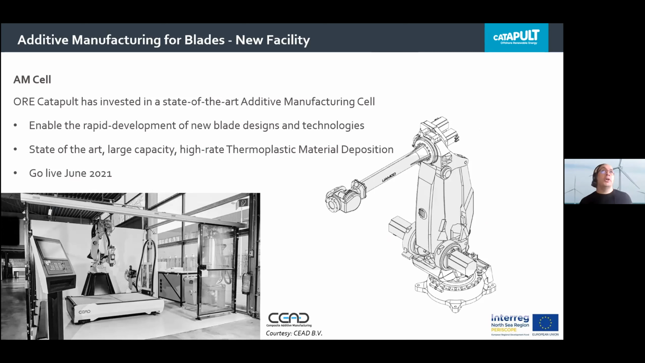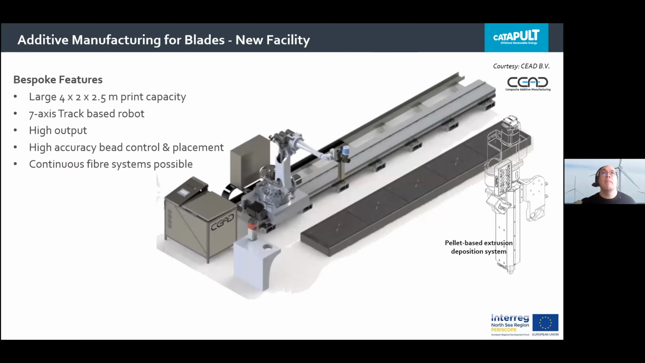And as Ollie alluded to earlier, we've invested in a new facility. We put out a call to tender, to which CEAD BV has won. And this cell will be going live in June 2021. It's really to enable rapid development of new blade designs and technologies and demonstrate their potential. More specifically, the cell is a 7-axis machine, about 4 by 2 meters. So we'll be able to do 1-to-1 scale component builds as well as some scaled structures as well.